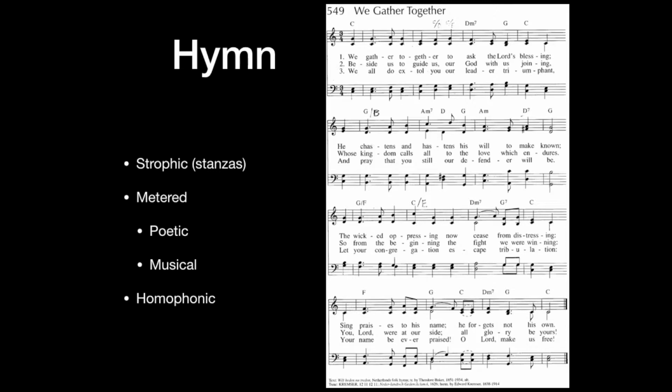So if you count up the syllables in the first line, we gather together to ask the Lord's blessing. It's 12 syllables. He chastens and hastens his will to make known. 11. So there you can see the poetic meter of this particular hymn.